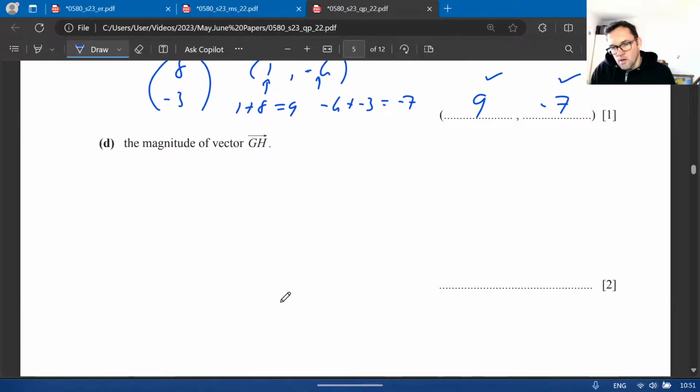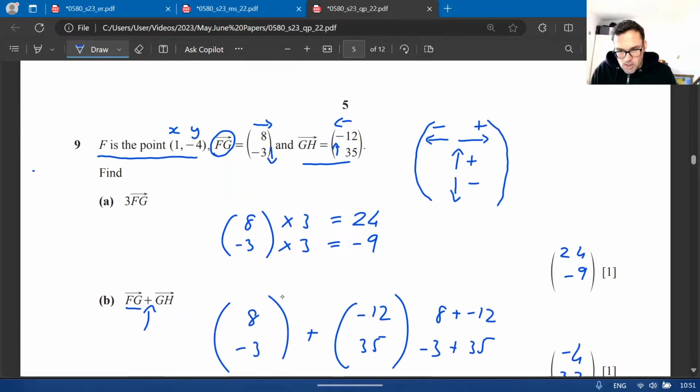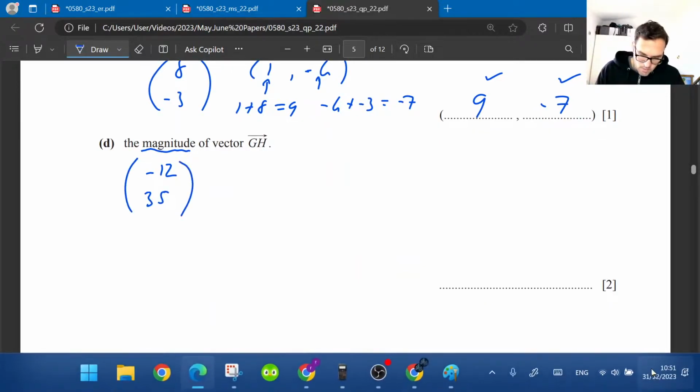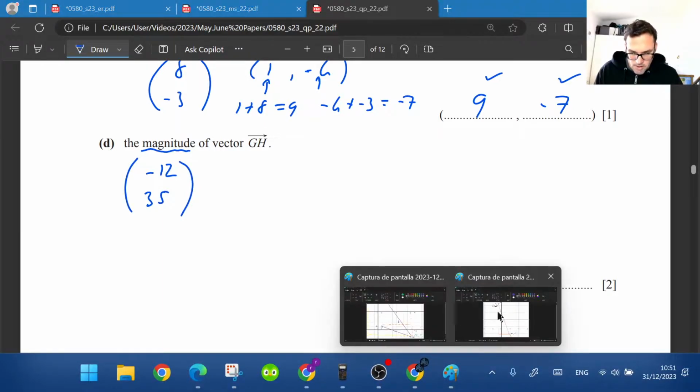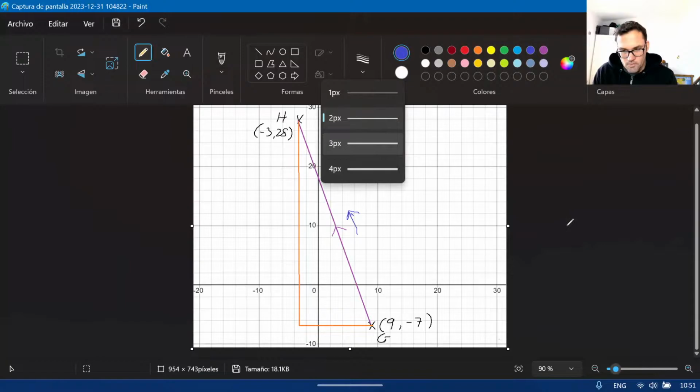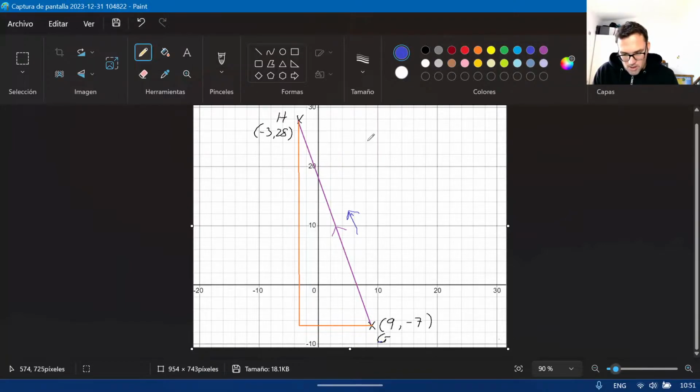Alright. Question G does ask us to find the magnitude. Means how big is vector GH? What is GH? GH is minus 12, 35. Okay. So let's visualize for ourselves what they're asking here. Did some preparation. Here we go. So this would be the vector GH in purple going in that direction. You see that? Yeah. From G to H.